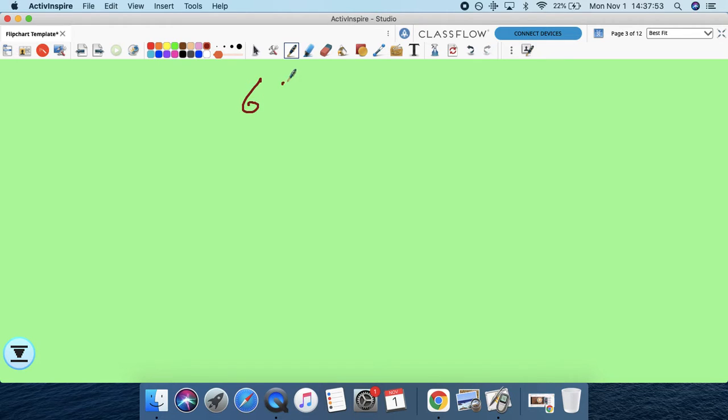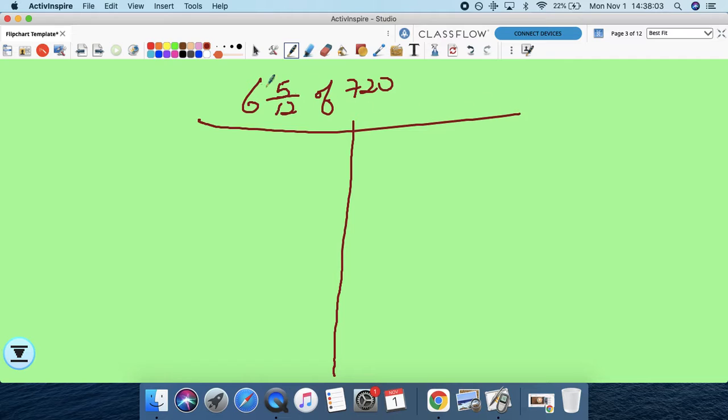What is 6 and 5/12 percent of 720? Well, there are two ways you can approach it. Let me divide my screen in a diagonal. First thing I want to do, I forgot the percent sign. If you want to deal with decimals, we have to change that 5/12 to a decimal, so 5 divided by 12.